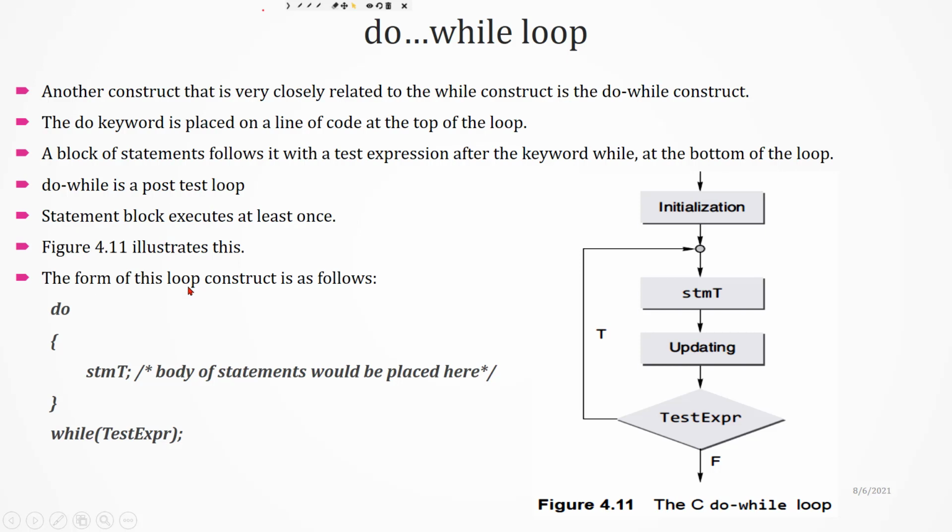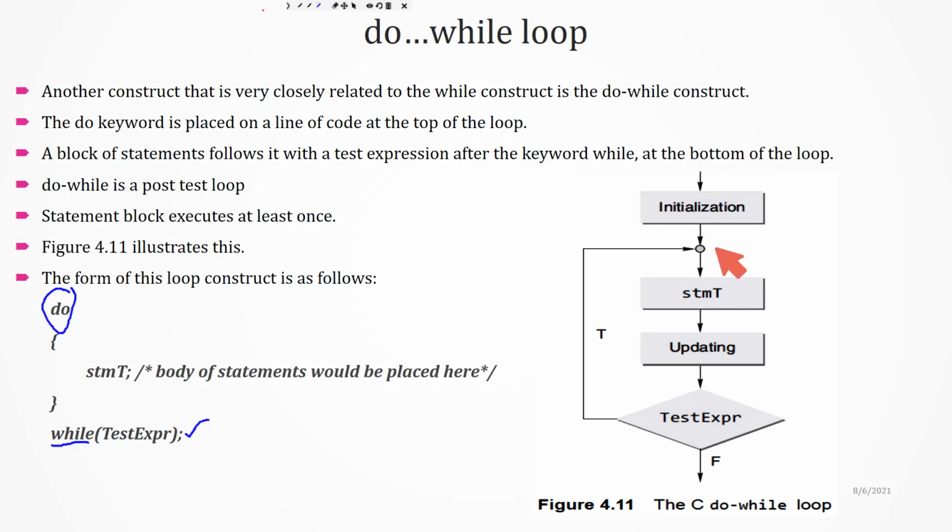The form of this loop construct is as follows. Here there is a do, followed by the statements to be executed. In the end we have a while. Inside that we have a test expression, and one more important thing is that after the while test expression, I have a semicolon.